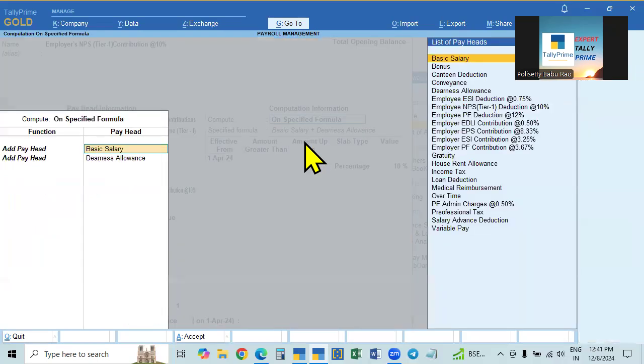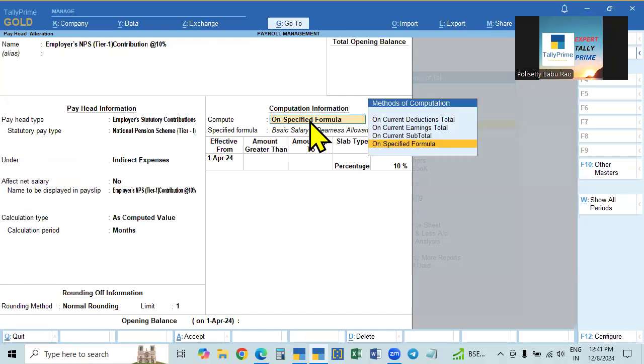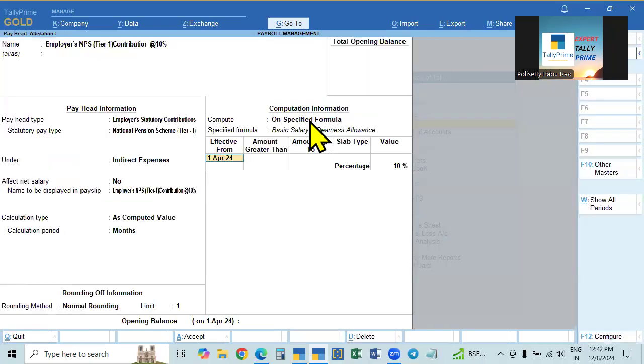Here it will take only two, basic and dearness allowance. If there is no DA, only basic. These two will be taken, because here we add the pay head. In the case of employer contribution to the provident fund, it is 12% of the employer deduction minus NPS contribution by the employee deduction. We have to take minus. That's why here we are adding, and there we are subtracting. That's why we have taken subtract there. Here add. What is the percentage? It is fixed at 10%.